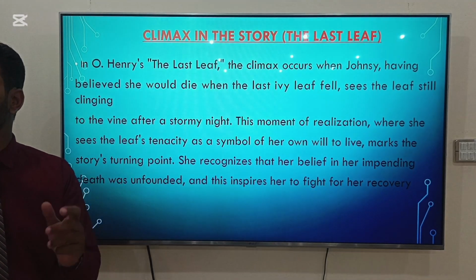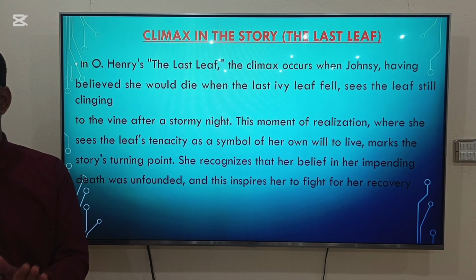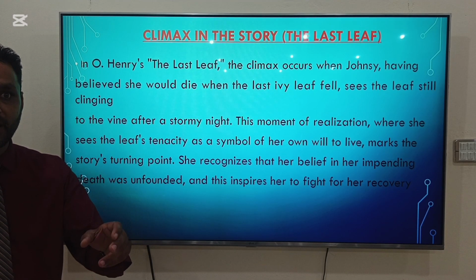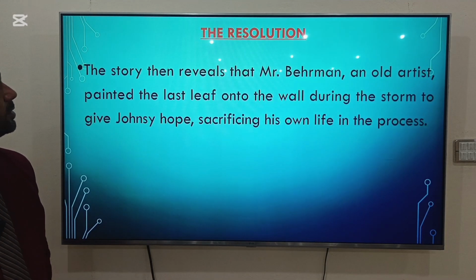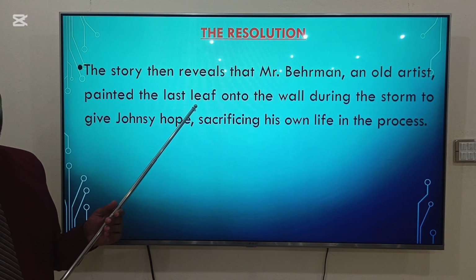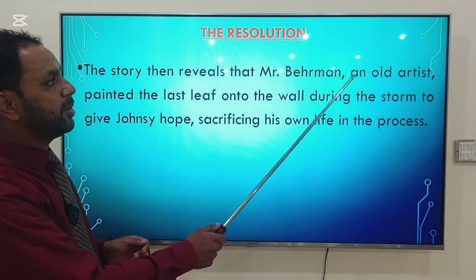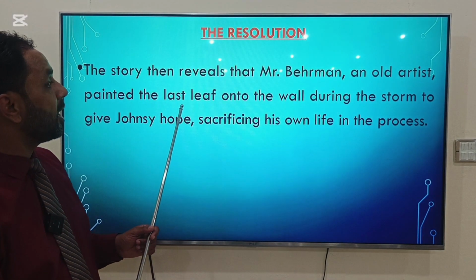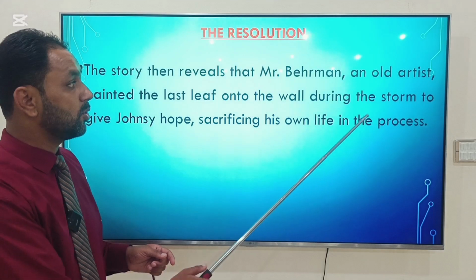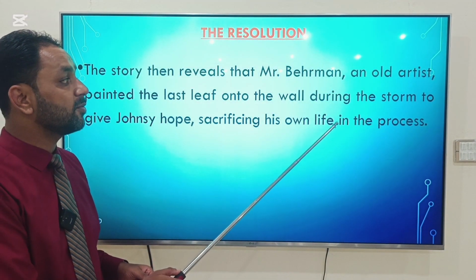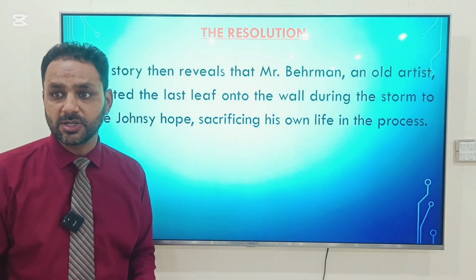So her thinking was ironical. She was thinking in terms of dying, but she survived. Instead of Jonesy, Berman dies. So situation was ironical. आगे चलिएगा. Resolution, जिसे denouement भी कहते हैं. Last, the story then reveals that Mr. Berman, an old artist, painted the last leaf onto the wall during the storm to give Jonesy hope, sacrificing his own life in the process.